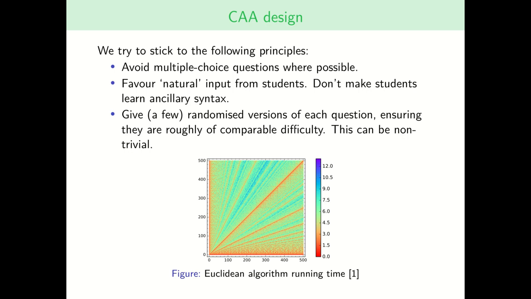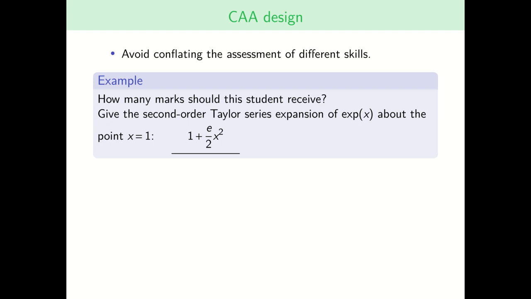One final point I want to make: whenever you design any assessment, including in traditional formats, you have to ensure it will be a proxy for the learning you intended. Especially as this is a summative assessment and students only get one attempt, we don't want to conflate the assessment of different skills in an ambiguous way. This is an example of a question and a potential student's response, and I want you to try and think and decide how many marks should the student receive.